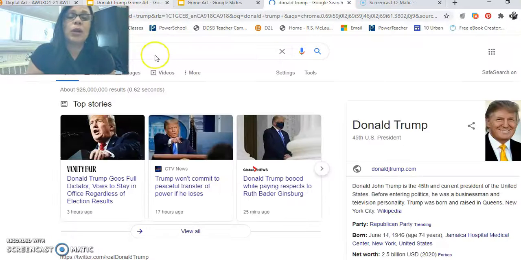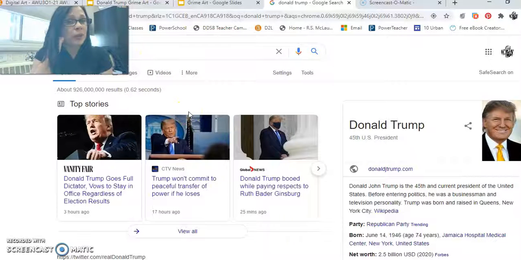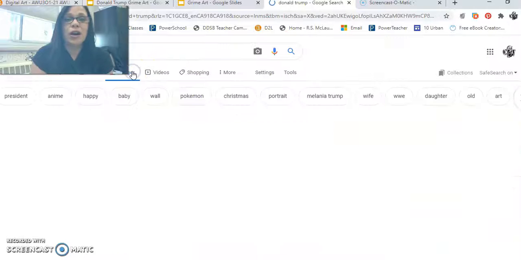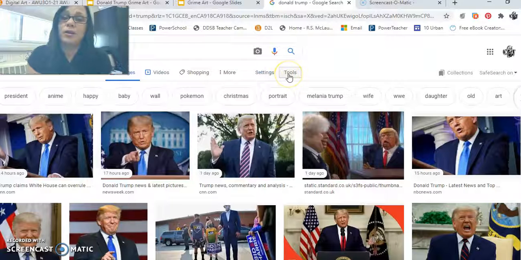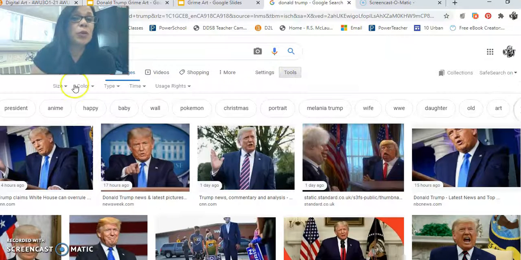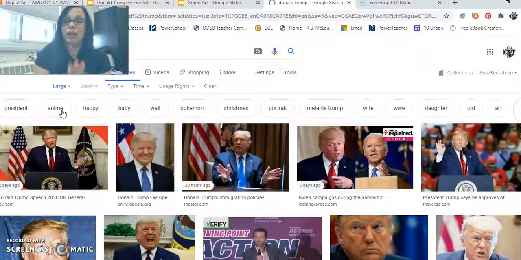So first of all, when we look for images, I just want to remind you, whoever we end up picking, when we do an image search, you've got to make sure that you want a high quality image so your final product will turn out really good, especially since we're doing this on the computer. So again, image search, tools, size, large. You really want to make sure that you find large images that way.